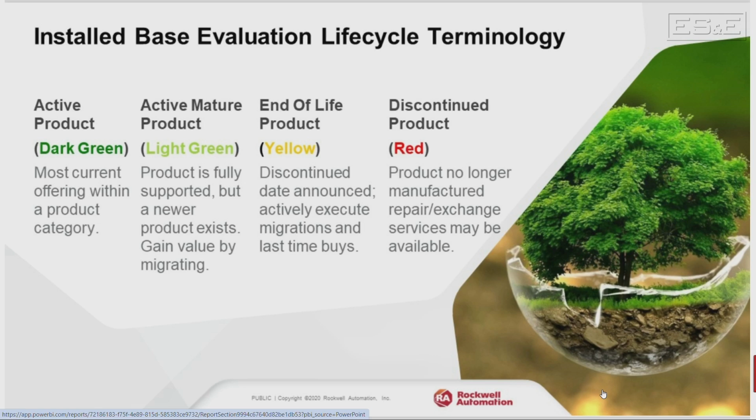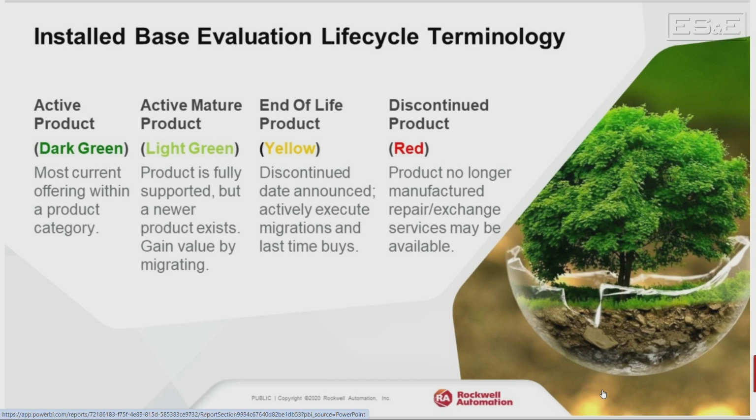End of life, those will be yellow. So it's basically a discontinuation date for this item has been announced. So it's coming. So we need to start thinking about what we're going to do with these items that are yellow within our install base. Discontinued will be red. This item's no longer made. So it's no longer made or manufactured. Sometimes there are some cases where you can still repair these or exchange these, but that's where we start looking. We really need to make a plan for going forward, right?